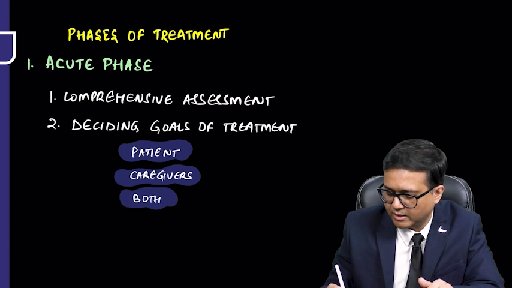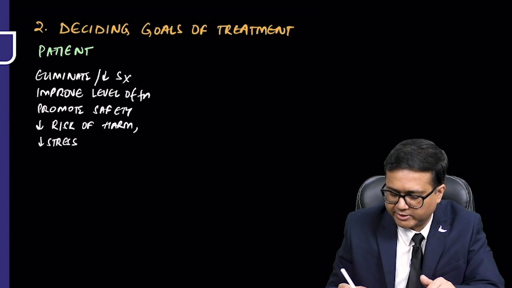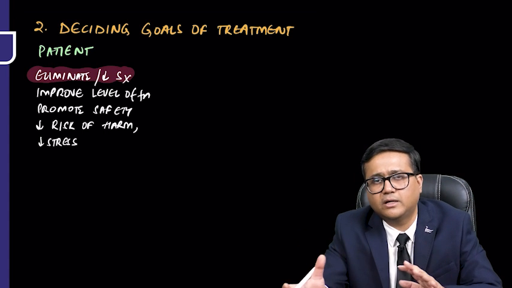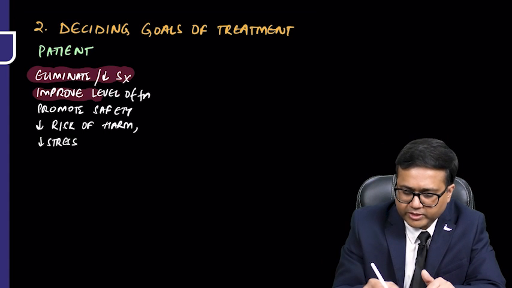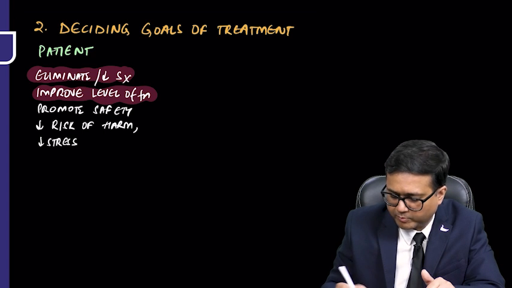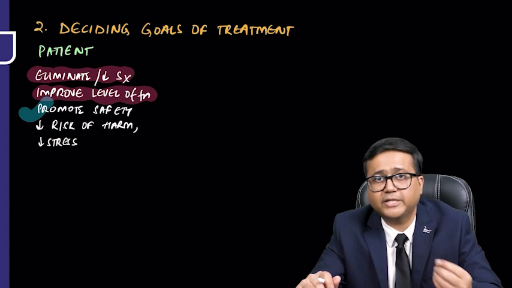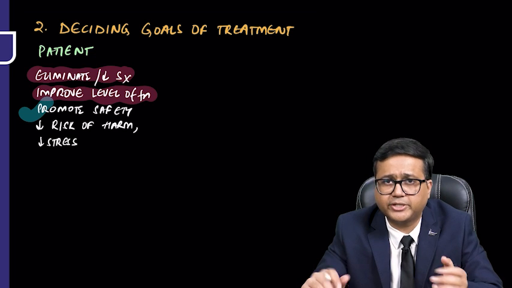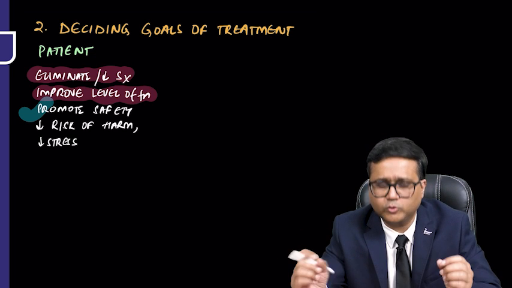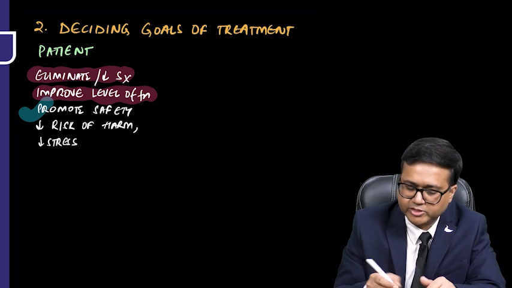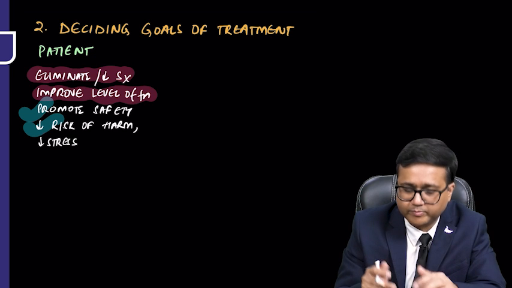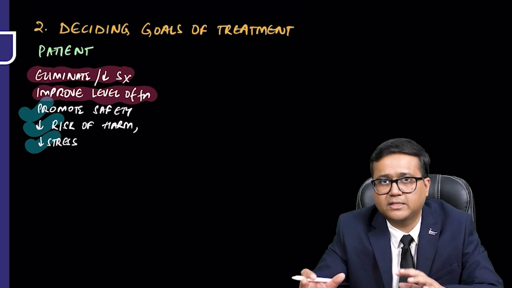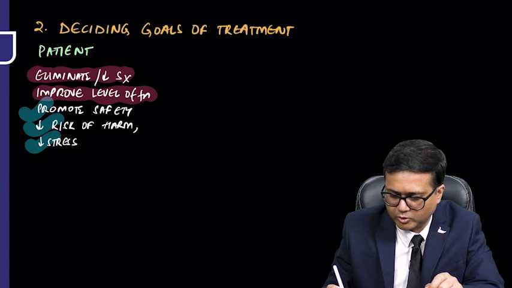So let's discuss some of the important goals related to the patient. First is, as we discussed, eliminating or decreasing the symptoms, improving the level of functioning, promoting safety, again very important. Sometimes there may be some safety concerns related to the patient and also to the caregivers and people around. So again, promoting safety is very important, decreasing the risk of harm both to self and to others, and also decreasing the stress. So these are some patient related goals.